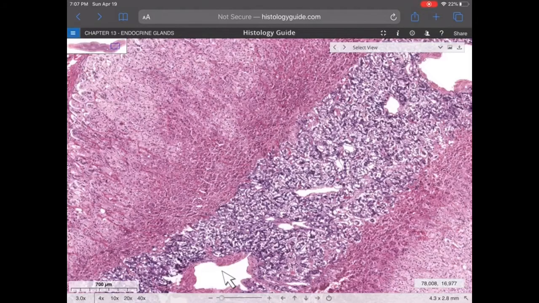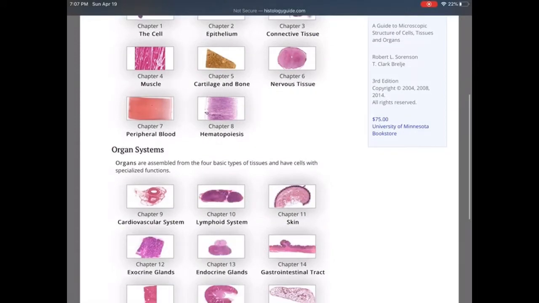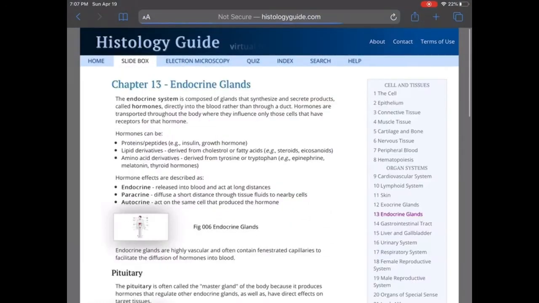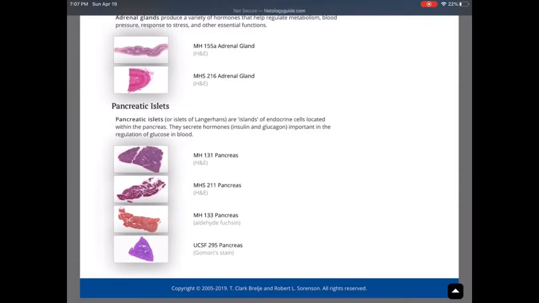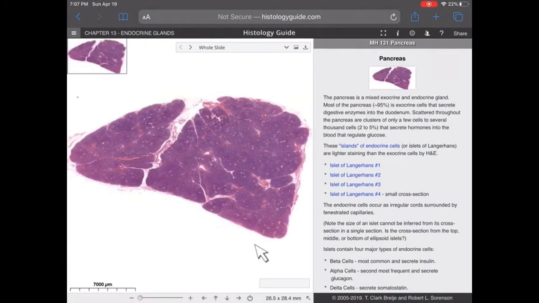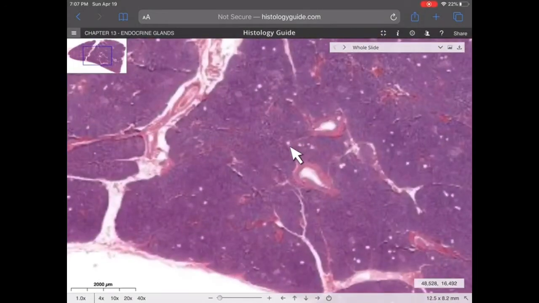Okay, finally, we're going to go back to endocrine glands, and we're going to finish up by talking about the pancreas. So here we've got the pancreas. So the pancreas is what is called a heterocrine gland, meaning that it's a mixture of endocrine and exocrine. So it's both. So what we're going to do is look at both parts. So I'm going to start by getting my cursor ready, and then we're going to get right to zoom in.